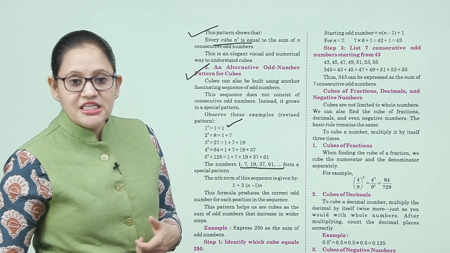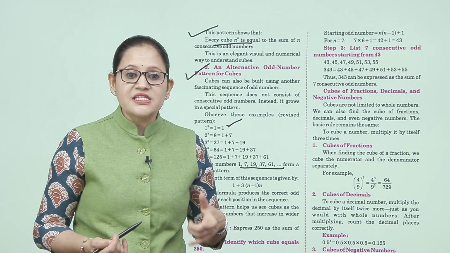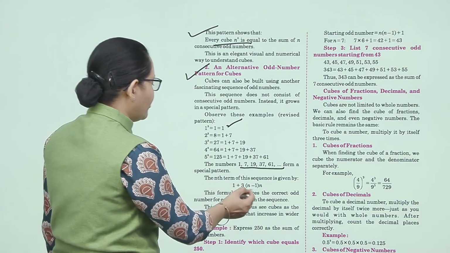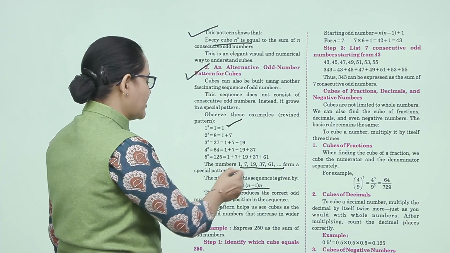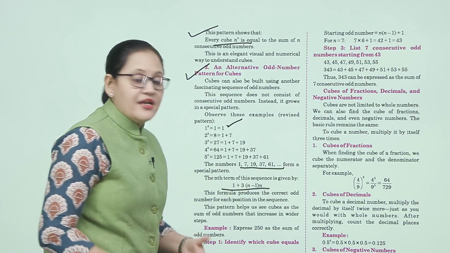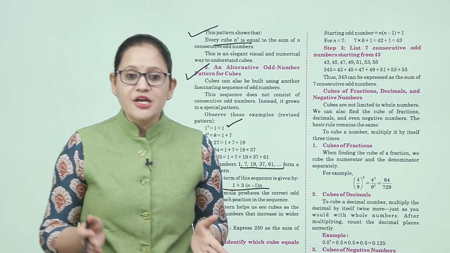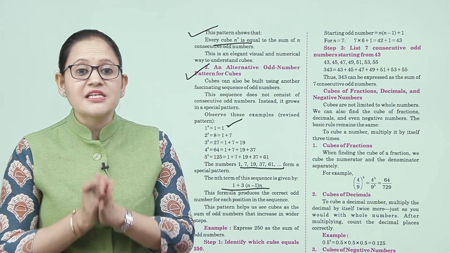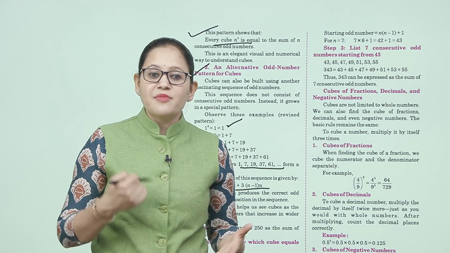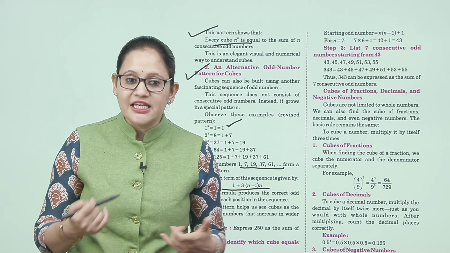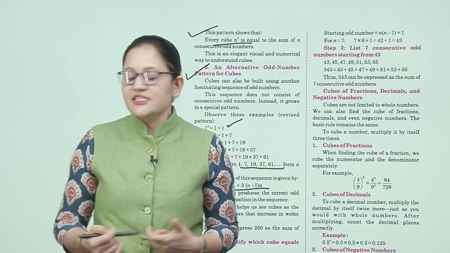The nth term of this sequence is found by 1 plus 3 times n minus 1 multiplied by n. This formula produces the correct odd number for each position in the sequence. This pattern helps us to see the cube as the sum of odd numbers that increase in wider steps.